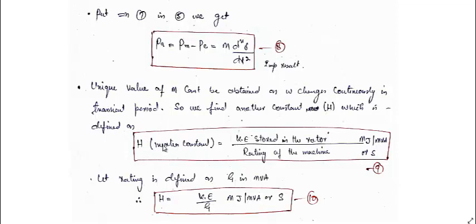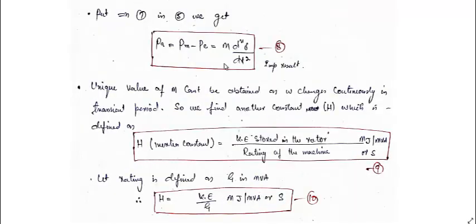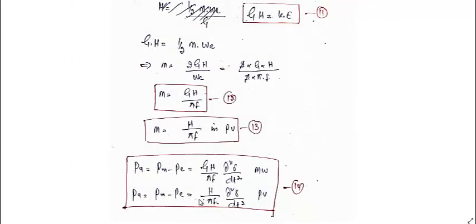In that case it becomes simple to compute this M. Now multiplying this g into h, it will be equal to the kinetic energy. Sometimes you may be asked to find out the value of this kinetic energy. You can simply multiply g and h, both are given, so you can get the kinetic energy that is stored in the rotor.